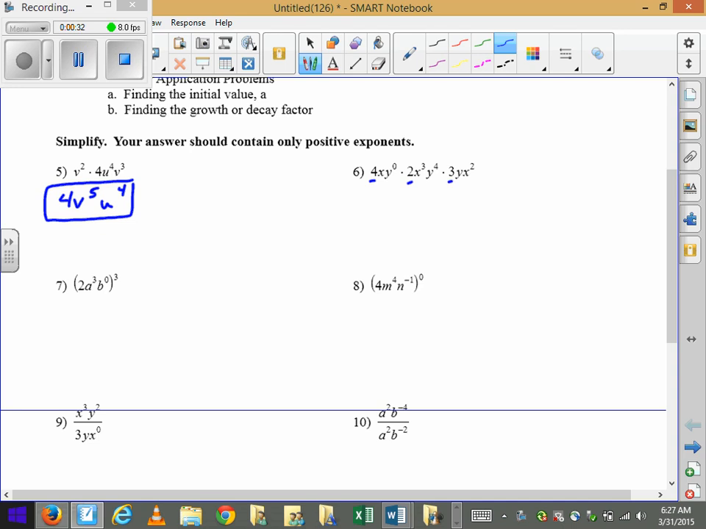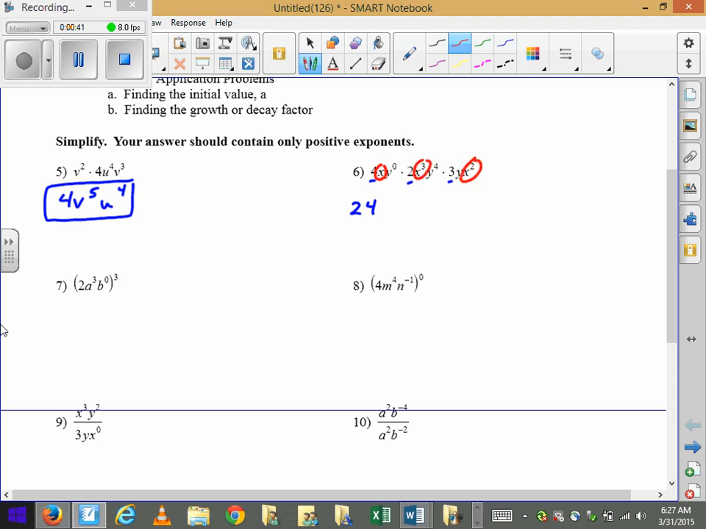So 4 times 2 is 8, times 3 is 24, and then there's an x, there's 3 more x's and 2 more x's, so that's a total of 6 x's, so we have x to the 6th. And then with the y's, there's y to the 0, which doesn't do much for us, and then we have y to the 4th, and then 1 y there, so you have a total of 5 y's.